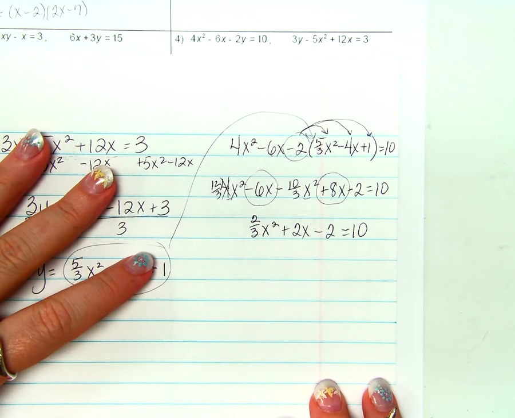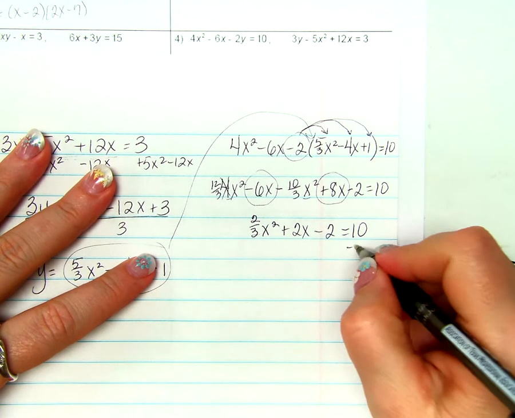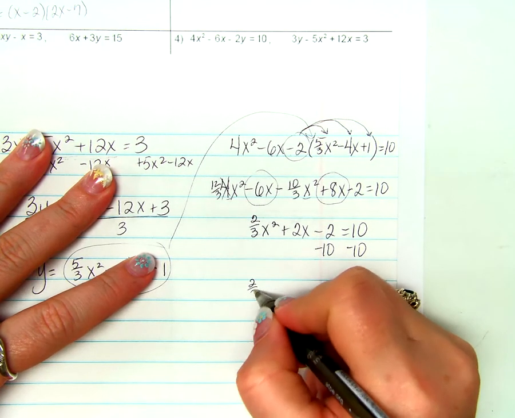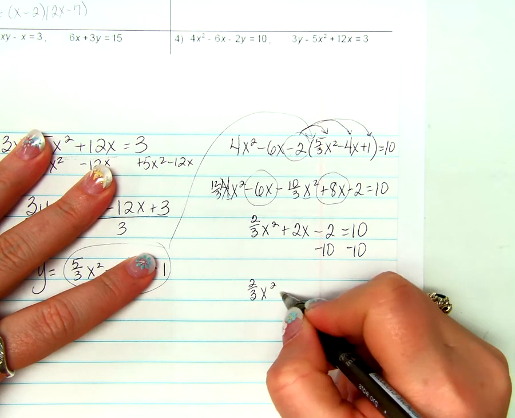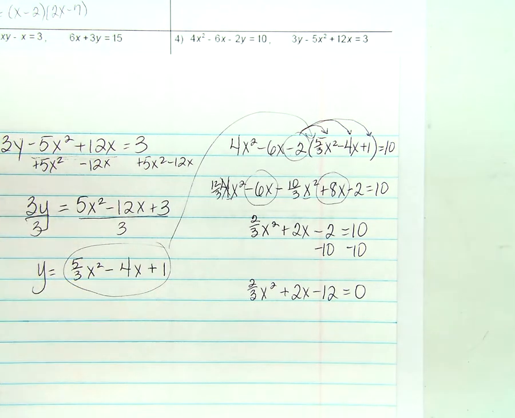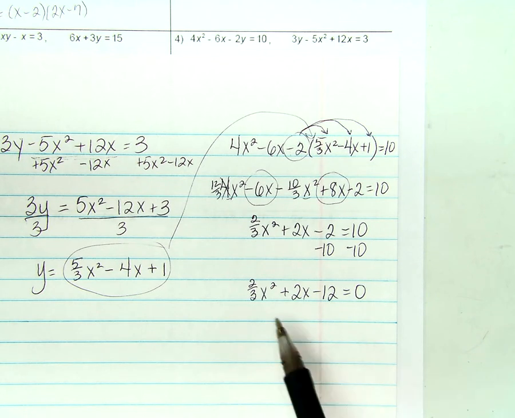So I need it to equal 0. So let's subtract 10 from both sides. 2/3 x squared plus 2x minus 12 equals 0. You ready for a secret? Can I get rid of this fraction? How? How can I get rid of it?